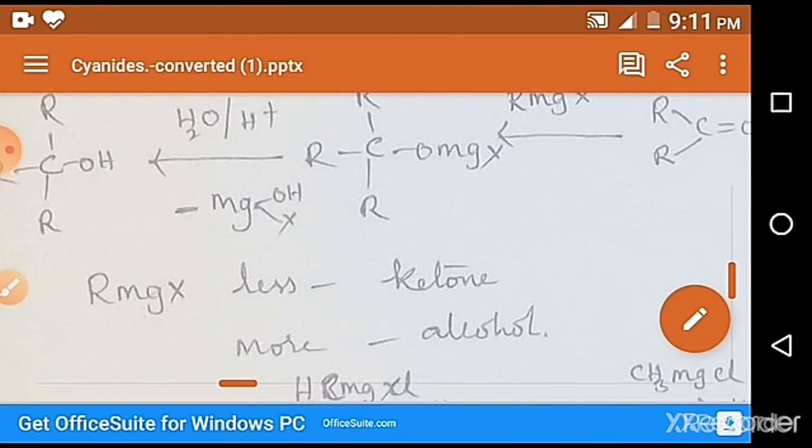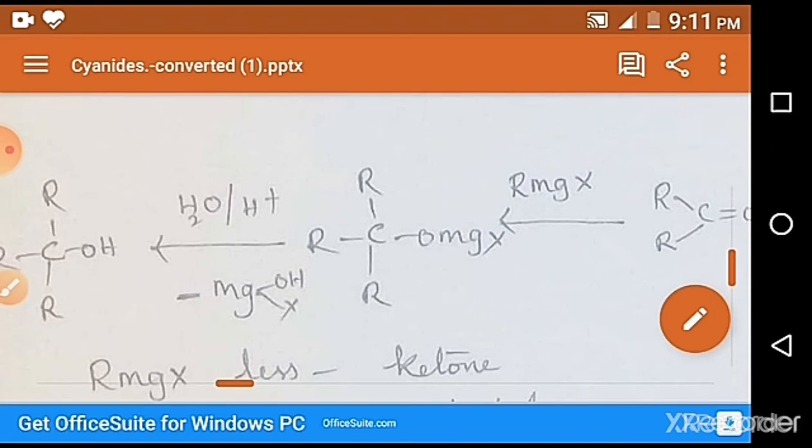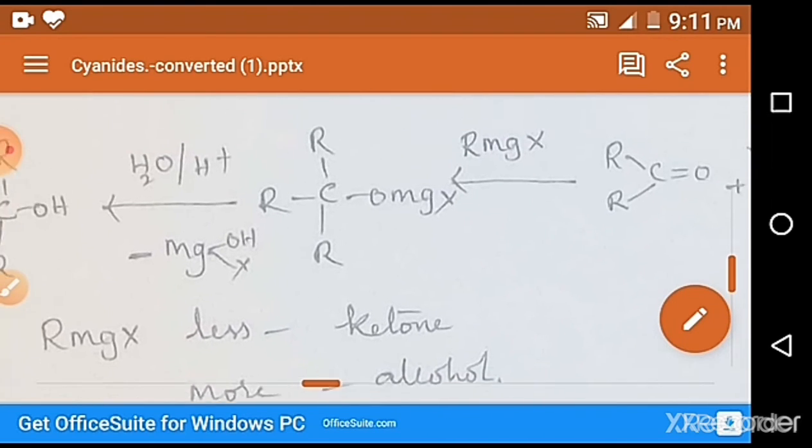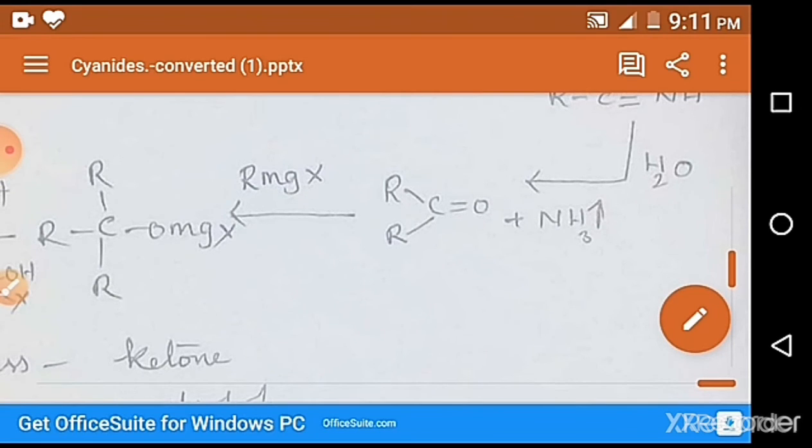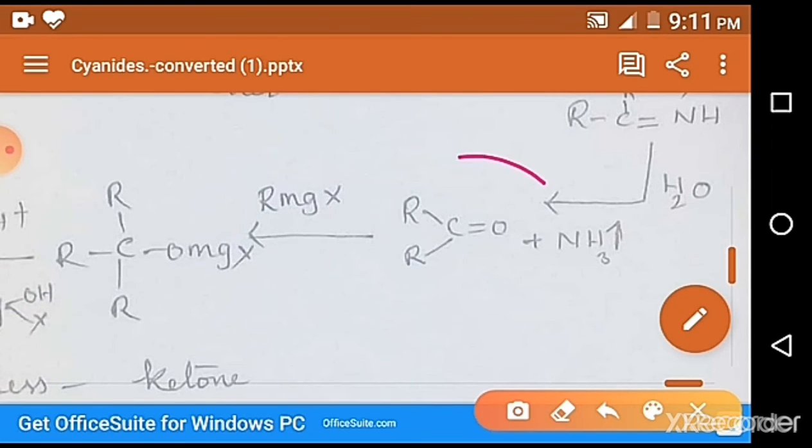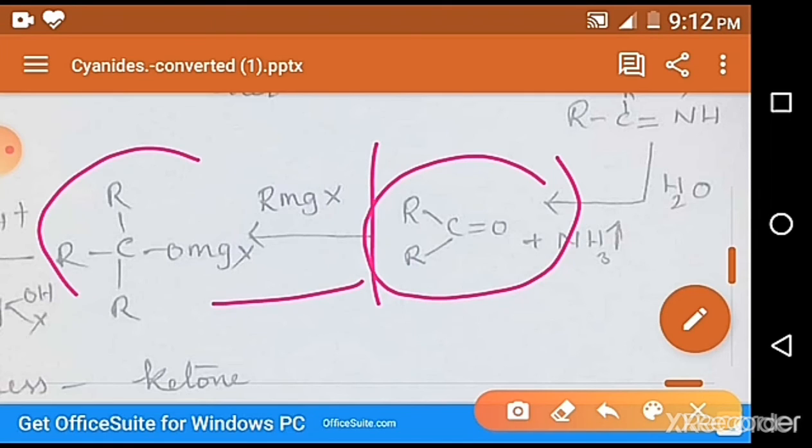This addition complex on hydrolysis gives alcohol and MgOHX. So in this reaction, if you use Grignard reagent in lesser quantity, the reaction can stop up to here. If the Grignard reagent is very little compared to the alkyl cyanide, the reaction takes place in one step only. There we stop the reaction. That means we get a ketone, a carbonyl compound.